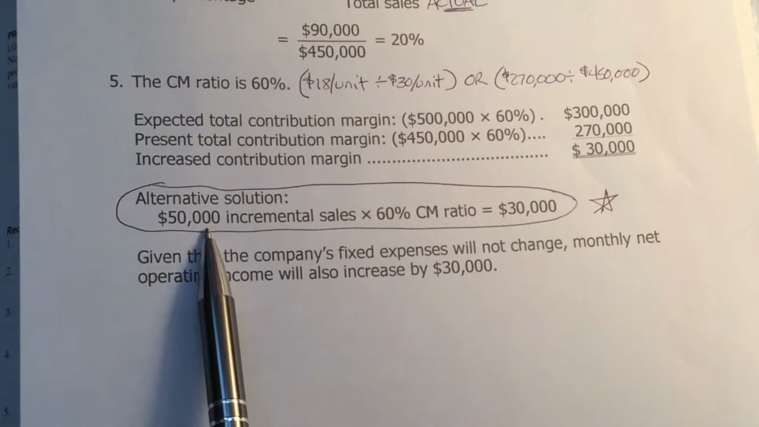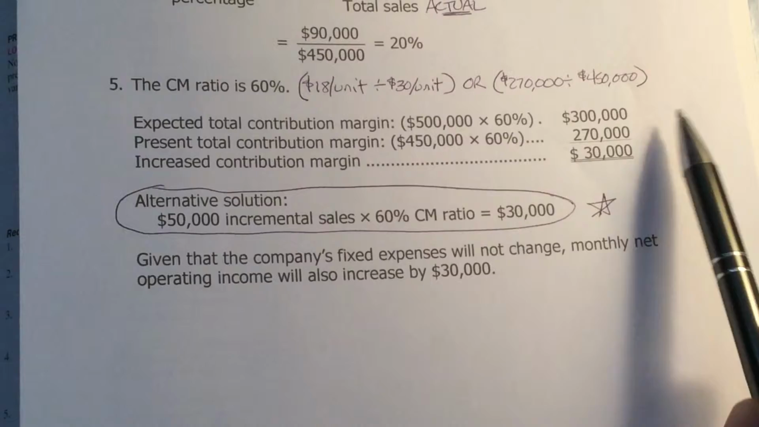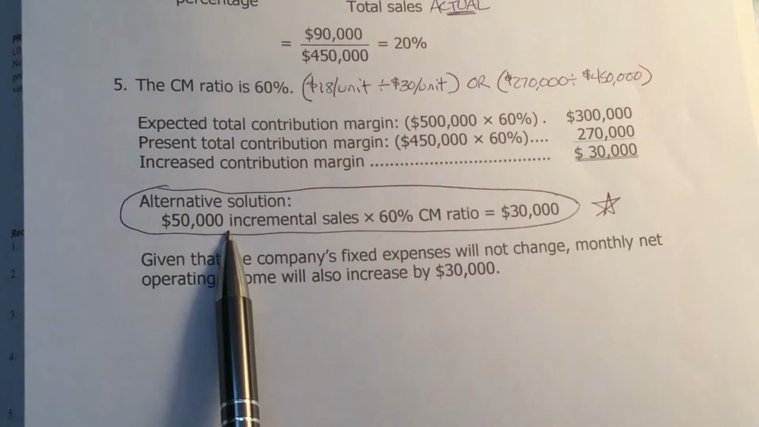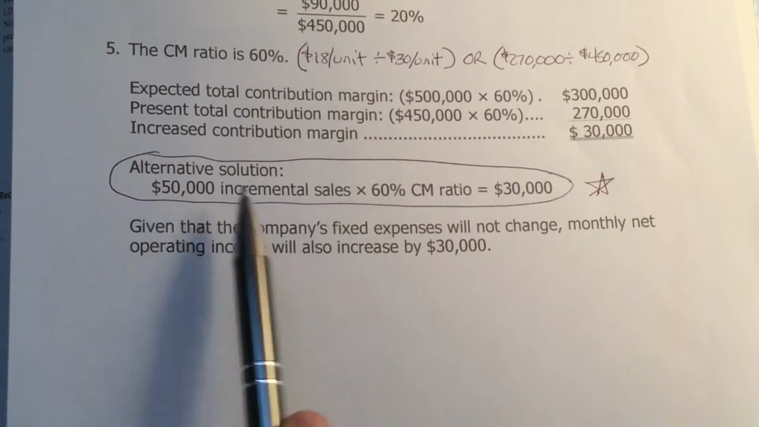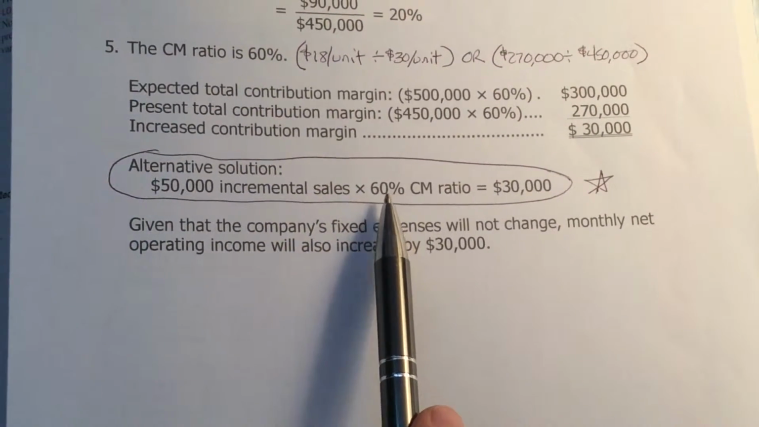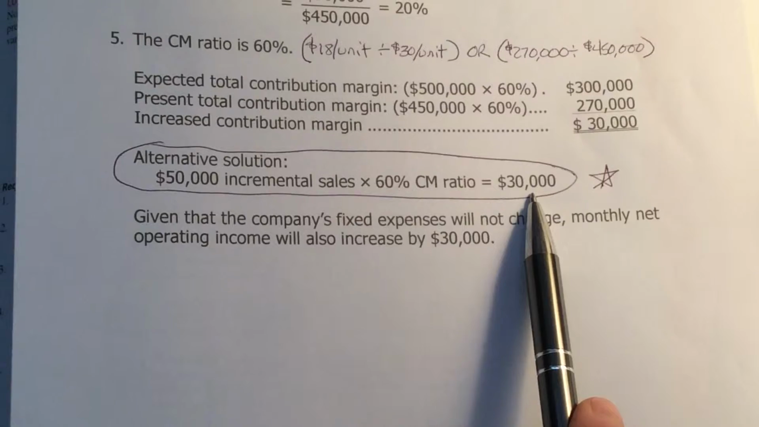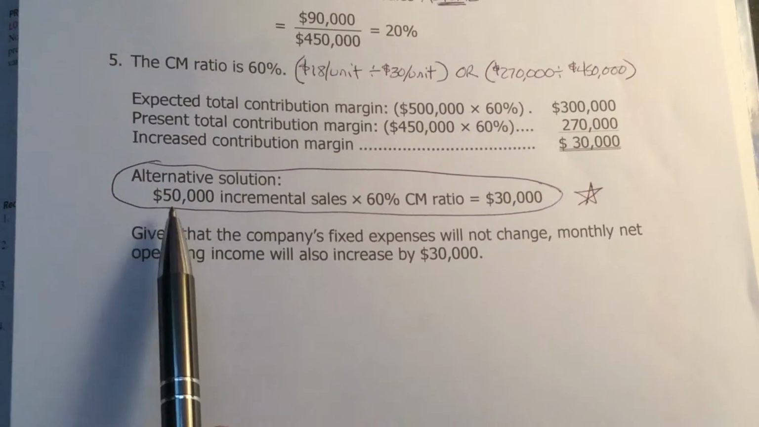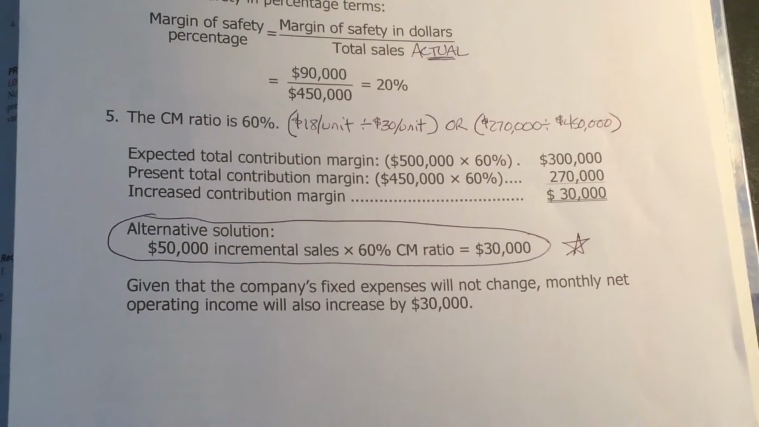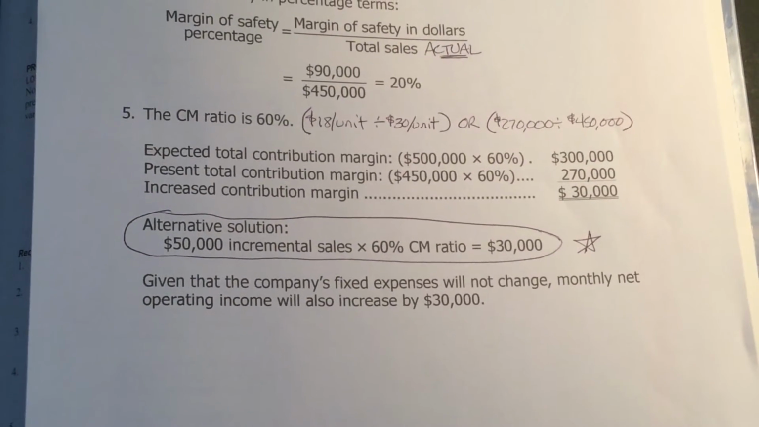This is really the way you want to think about it if you can. This is fine, but this is how you want to think about it, especially if you're going to work in a finance job. 50,000 in sales, what is that worth to us? It's worth the 60% contribution margin ratio. It's worth 30,000. We expect net income to go up 30,000 for a $50,000 increase in sales. And that's exercise 18.